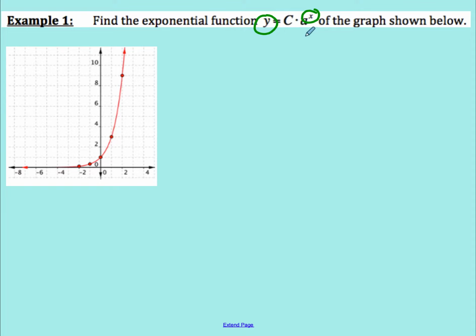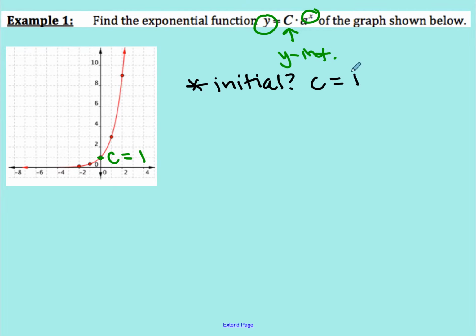I would recommend always looking for what is c. C is the y-intercept. So do I know the y-intercept with this example? Yes, I do. My y-intercept is 1. So c equals 1. So that's kind of always the first step. So what is my initial or my y-intercept? Do I know it? Yes, I do. C is equal to 1.